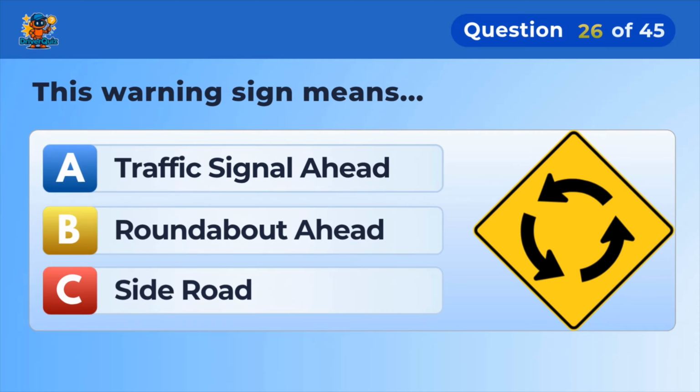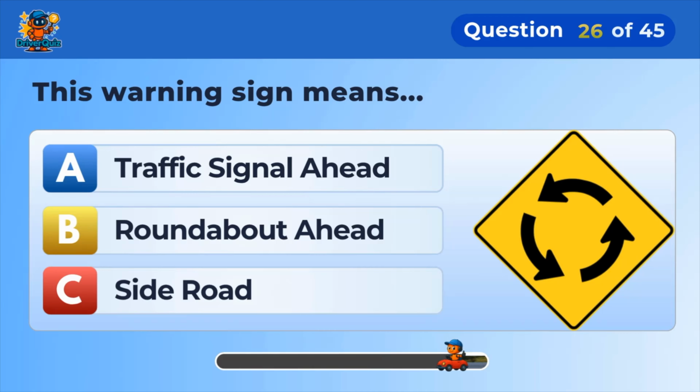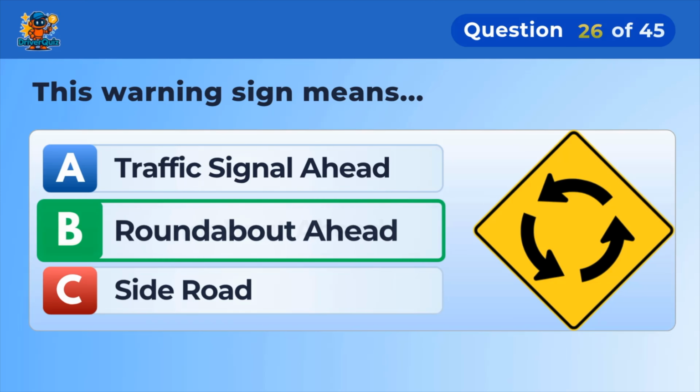Question 26. This warning sign means A. Traffic signal ahead. B. Roundabout ahead. C. Side road. Here's the right answer. Roundabout ahead.